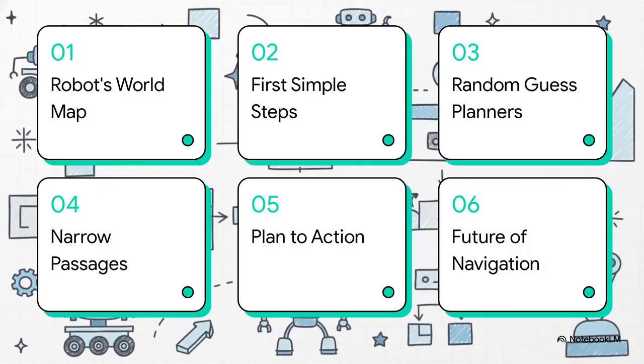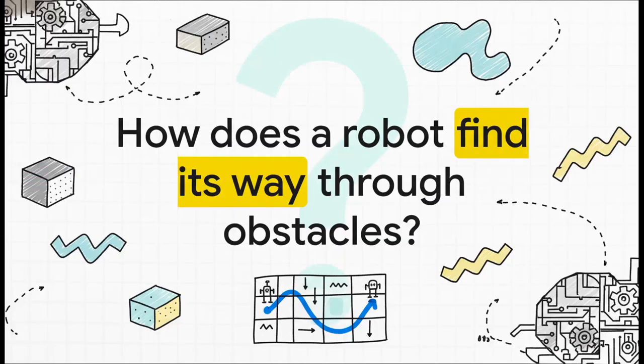So first up, we'll look at how a robot even builds its own mental map of the world. Then we'll check out the first, kind of simple steps they took before a huge breakthrough idea changed everything: random guessing. From there, we'll dive into how they solve the really tricky problem of narrow passages, how they turn those plans into actual real-world action, and then finally, we'll take a peek over the horizon at the future of robotic navigation. So let's kick things off with the big question, right? How does a machine build this mental map and then figure out a safe route through it?